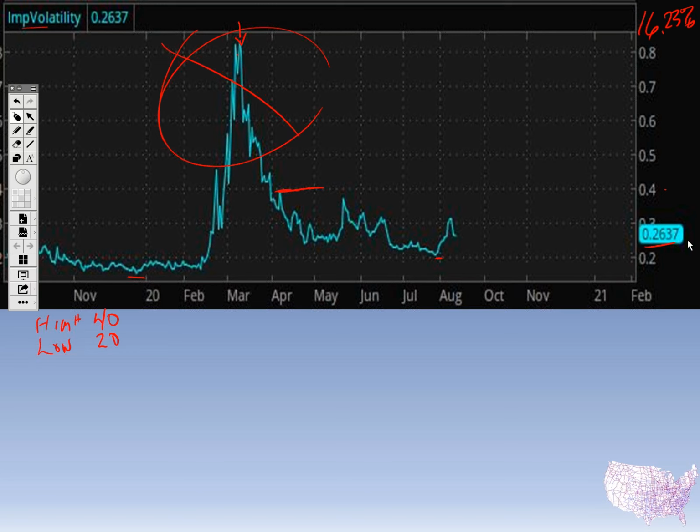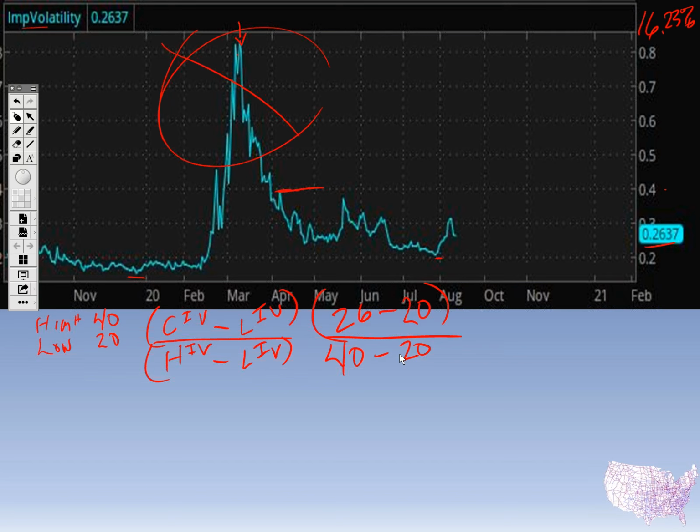So what I want to do is take the current IV minus the low IV, right? Take that sum and divide it by the high IV minus the low IV. All right, so we've got the current is 26, I'm just going to call it, minus 20. We're going to take that sum and divide it by the high, which is 40, right? Minus 20.